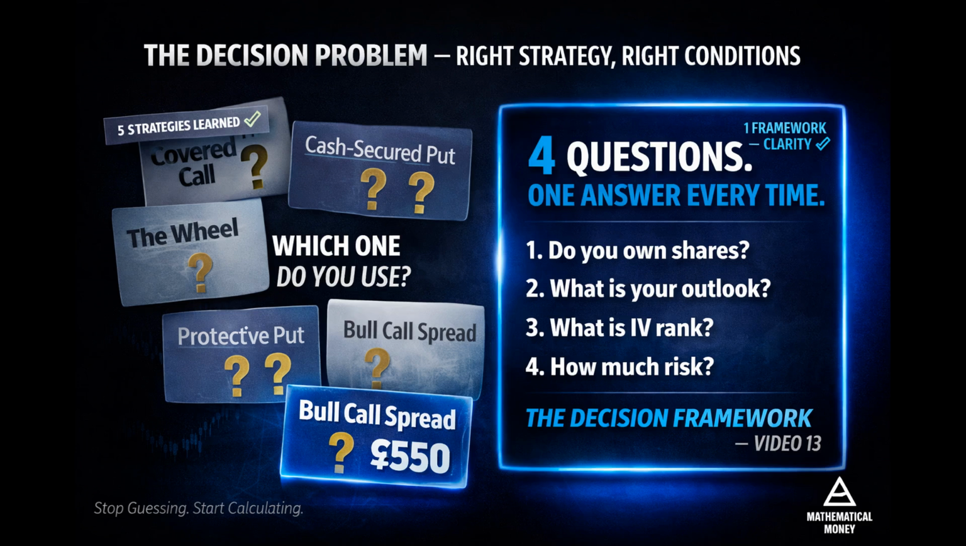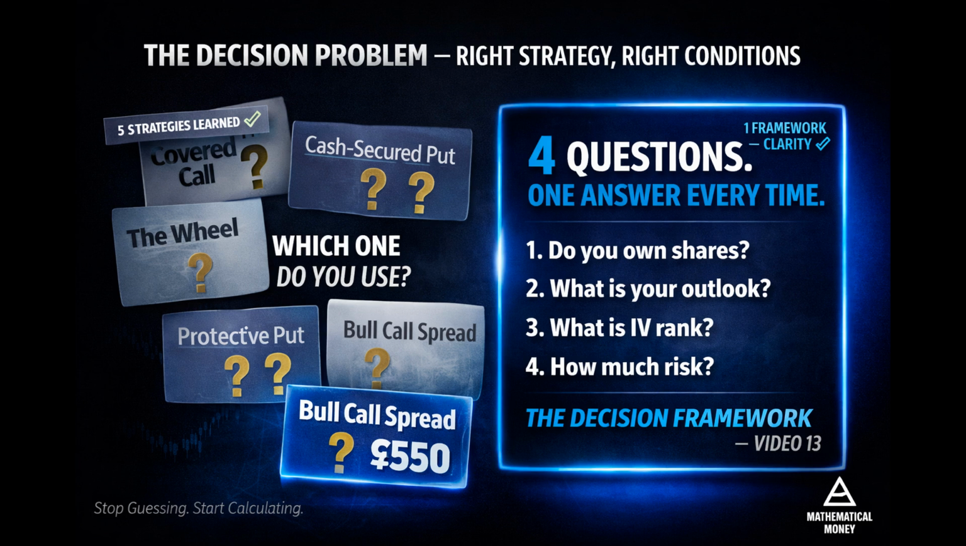You have learned 5 option strategies over the past 5 videos. Covered call, cash secured put, the wheel, protective put, and bull call spread. Each one is a precision instrument designed for a specific market condition, a specific position type, a specific risk profile.